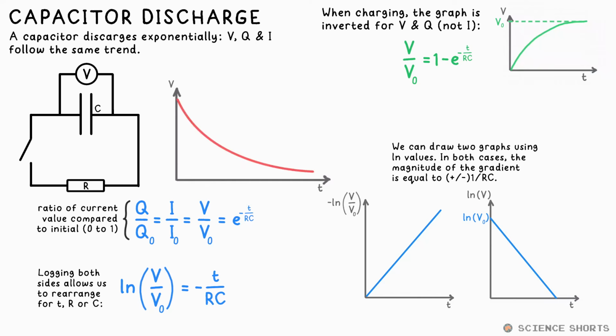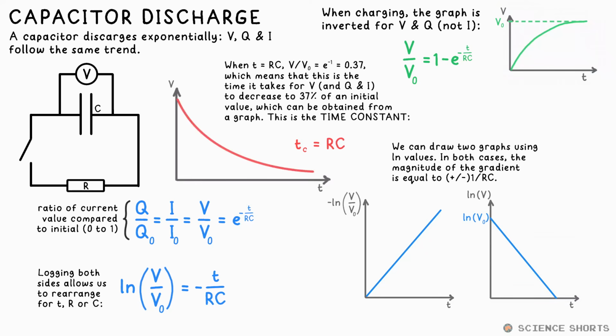Then we can either do a graph of minus ln of V over V0 against t, and the gradient will be 1 over RC, or we can use our log identities to say that ln of V over V0 is equal to ln V minus ln V0. We plot ln V against time, and again the magnitude of the gradient is equal to 1 over RC.